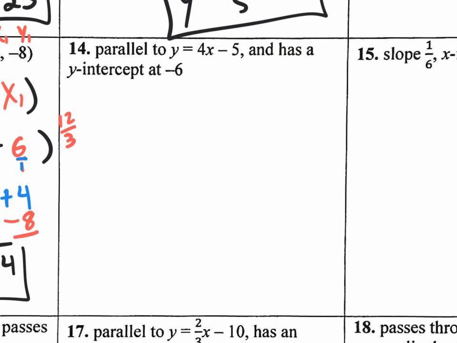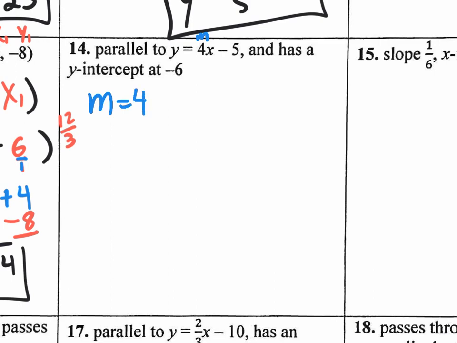Number 14 is a little more fun because it says parallel. So indirectly, what are they giving us? Slope. What is our slope? 4, the same exact slope as the line that they give us right there. So our slope is 4.